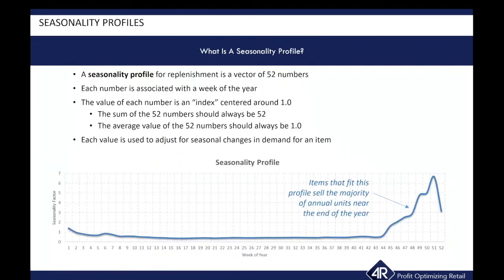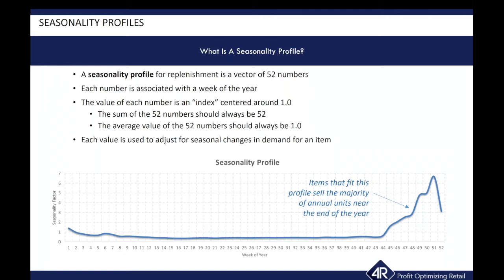So now let's look at what is a seasonality profile. A seasonality profile for replenishment is a vector of 52 numbers. Each of the 52 numbers is associated with a week of the year, and the value of each number serves as an index centered around the value of 1.0. The sum of these 52 factors should therefore always be 52, and the average value of the 52 factors should always be 1.0. Each value is used to adjust the seasonal changes in demand for an item.